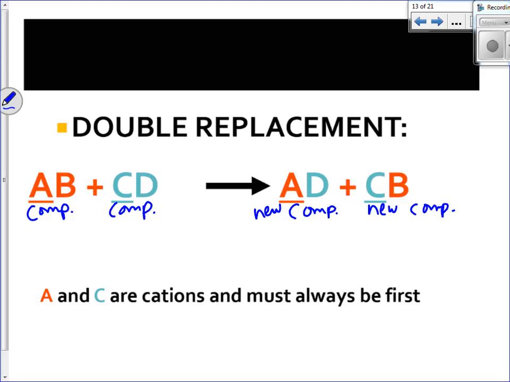You have the A recombining with the D, and you have the C combining with the B. So both of them switch places. Double replacement, double displacement mean the same thing, just so you know. Keep that in mind. Okay? So let's go ahead and see an example here.